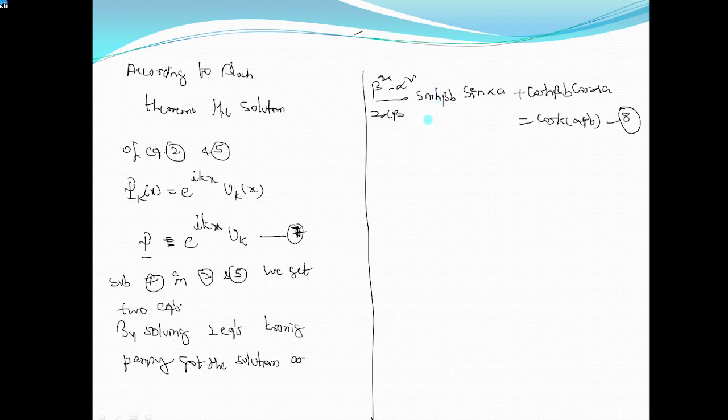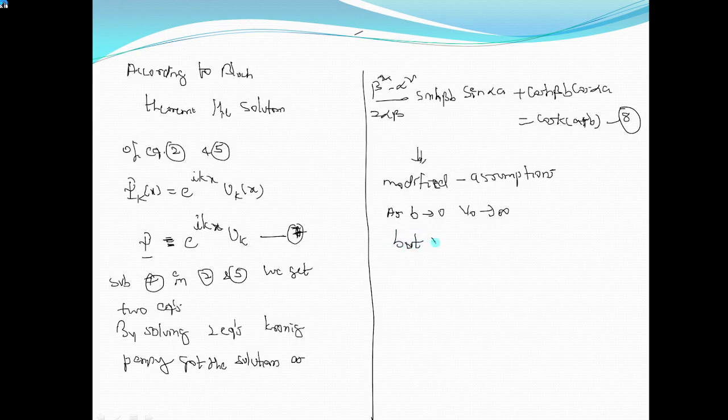From this big solution, he was unable to give conclusions. So this solution is modified by making some assumptions. So what are the assumptions he made? As b tends to 0, v naught tends to infinity.